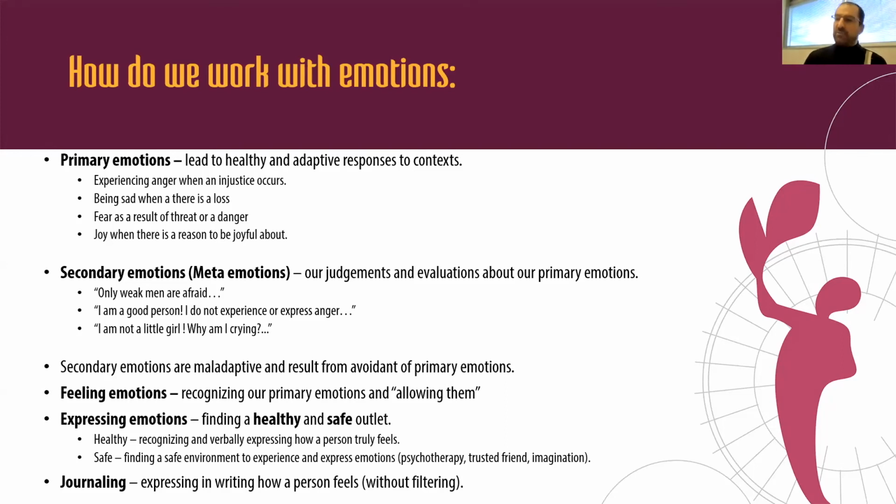And of course, when I say expressing emotions, it is to find a healthy and safe outlet for our primary emotions. Now, of course, we're living in society, and maybe not every context that we're at is appropriate to experience every emotion. And even when we experience emotions, we cannot express them in a way that hurts others. So, for example, if I'm really angry, I cannot take something and throw it on someone. That's inappropriate. So, when I'm saying healthy and safe, I'm talking about recognizing our primary emotion, verbally expressing it in ways that are healthy and not causing damage to anybody around.